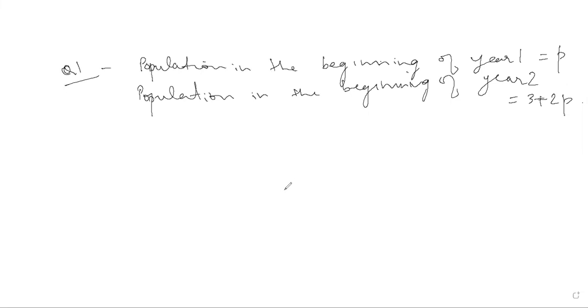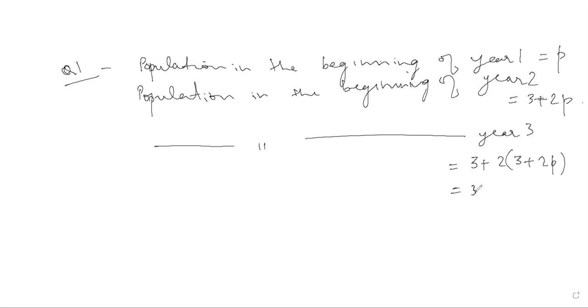Okay. So now, if I want to find the population in the beginning of, say, year 3, I will use the same formula 3 plus 2 into p, but in place of p, I will now use the second year's population. So I will use 3 plus 2 into (3 plus 2p). Okay. So which means this will become 3 plus 2 into 3 plus 2 square into p, like this.